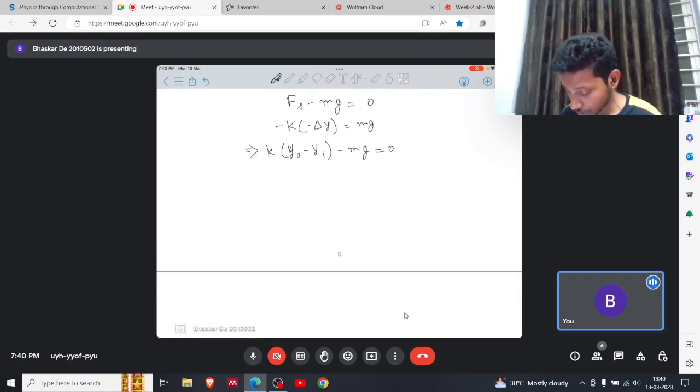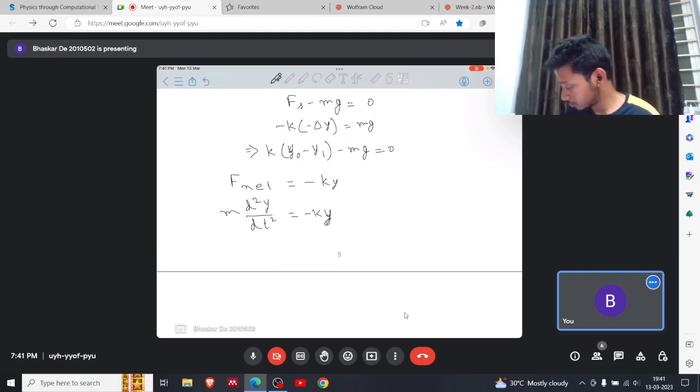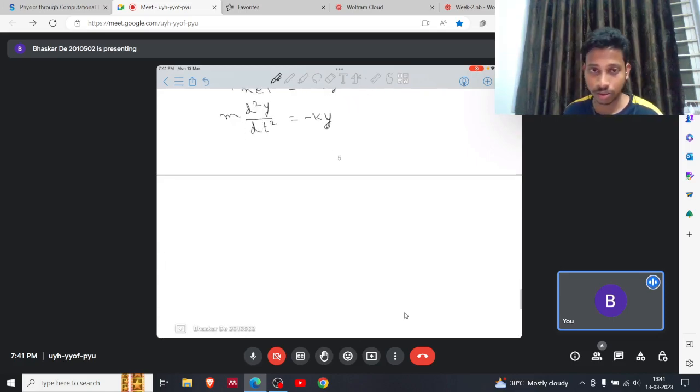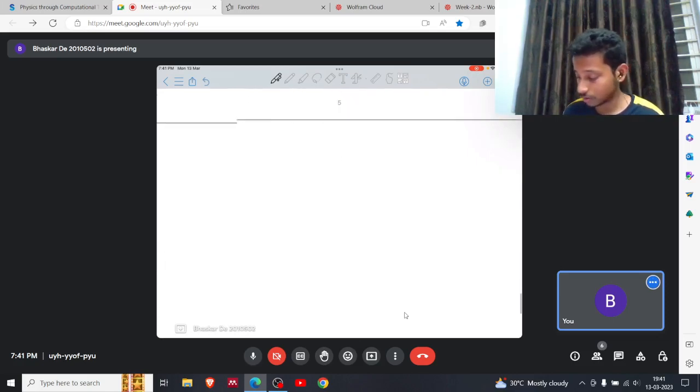So from here we can see that the excess force on the mass is basically F net equal to minus ky, which gives us the T2y equal to minus ky. So this is the same thing for the oscillation happening in the horizontal direction.